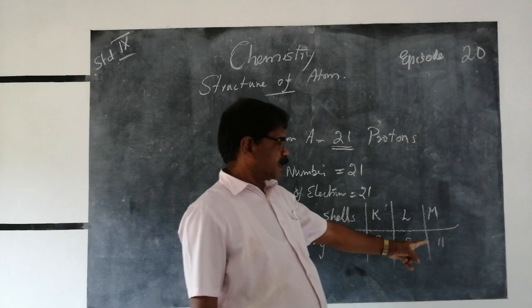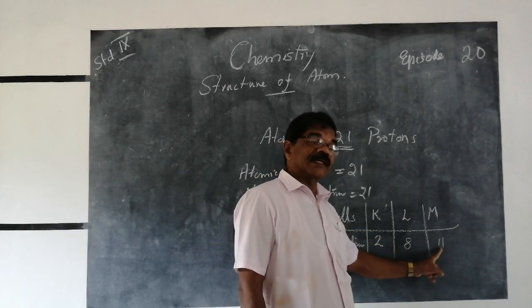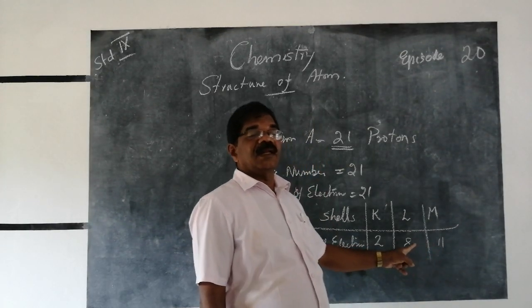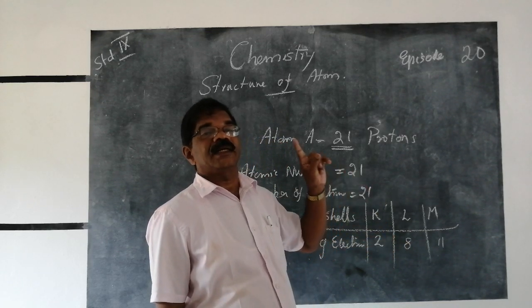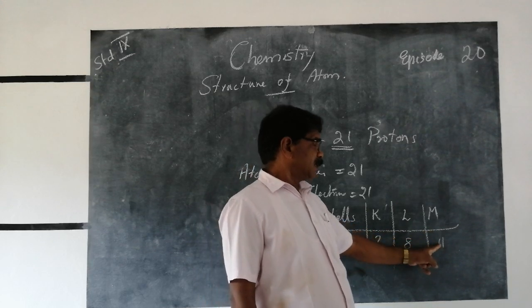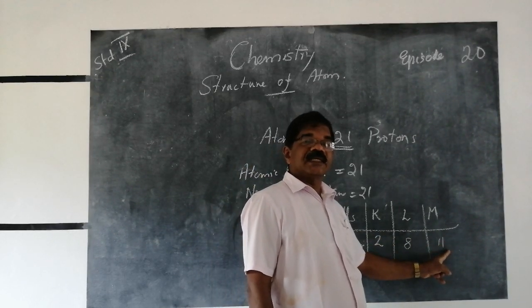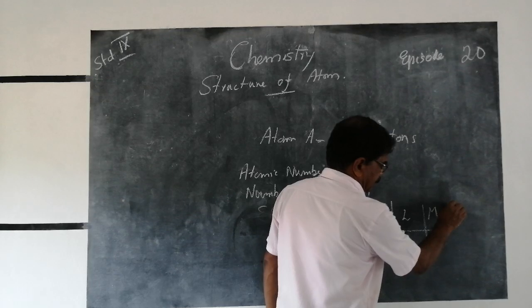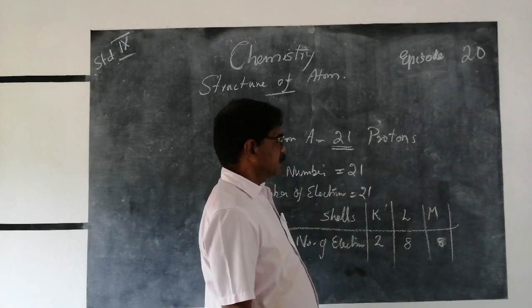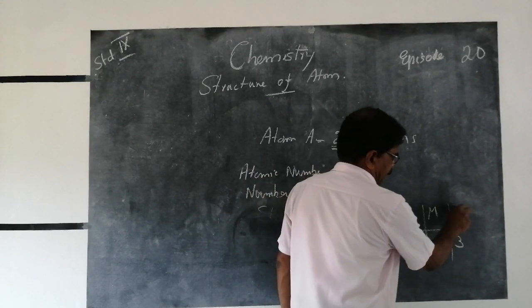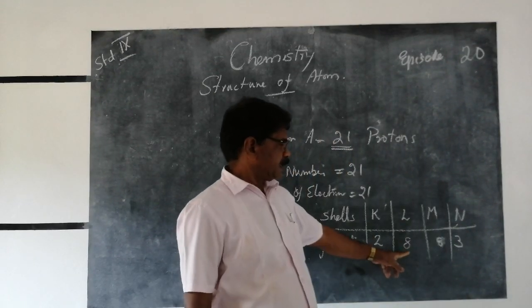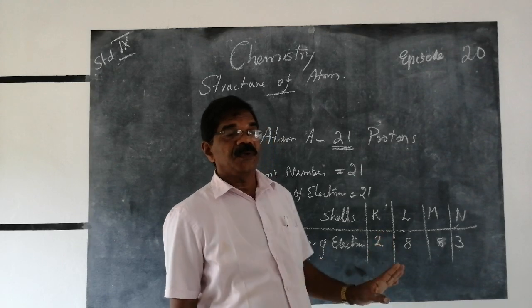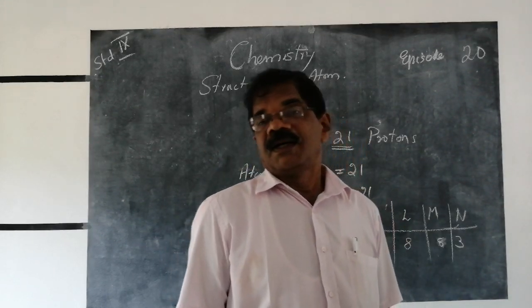How can we check whether it is correct or not? We can't write 11 here. While writing the electron configuration, there is a rule that the outer shell cannot accommodate more than 8 electrons. Here it is the outer shell, so it cannot accommodate 11 electrons. In such a case, what will we do? It can accommodate only 8. Then the next electrons go to the next shell: 3, N. 2 plus 8 plus 8 plus 3 is 21.